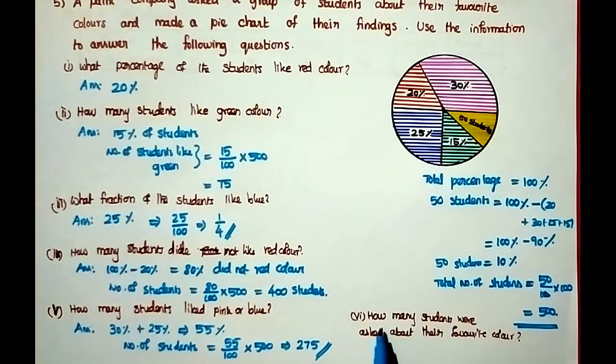Sixth question, how many students were asked about their favorite colors? How many students were given? That is 500 students. So the answer is 500.